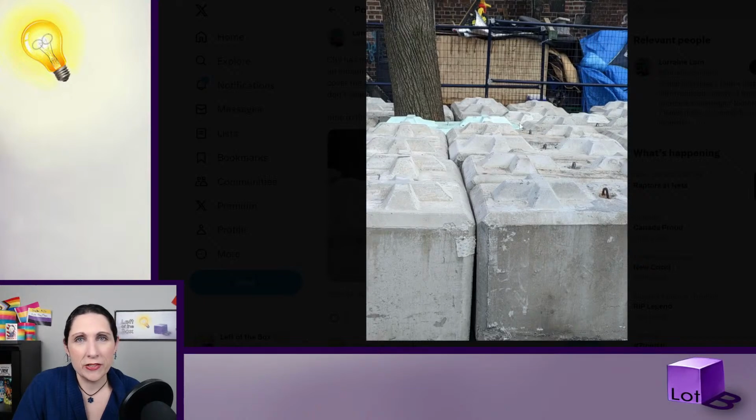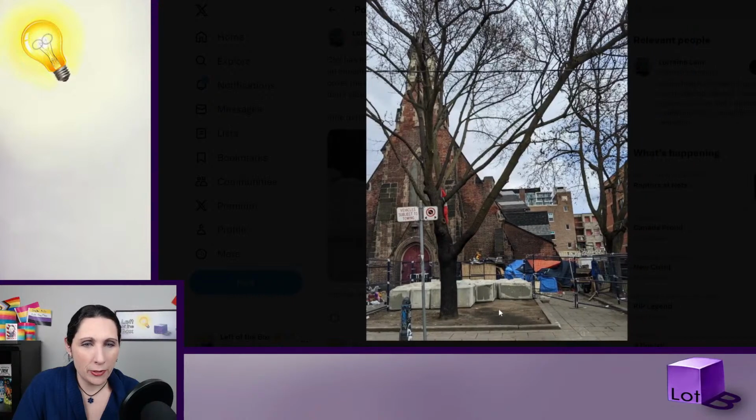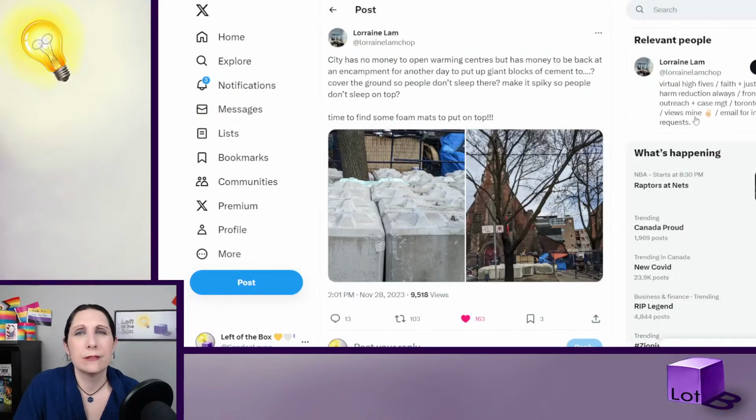So the encampment that they just got rid of by that church, that they put these massive cement blocks there so that people couldn't go back after all their belongings were thrown in the trash. So they can spend money on that, of course.